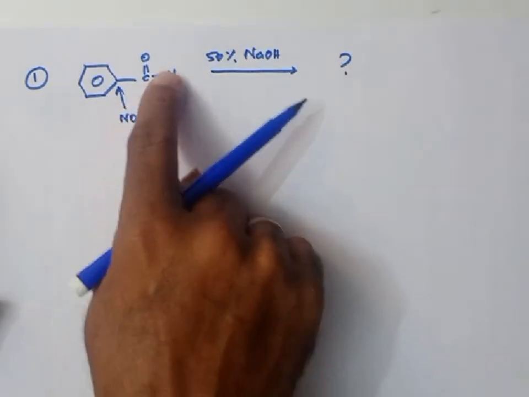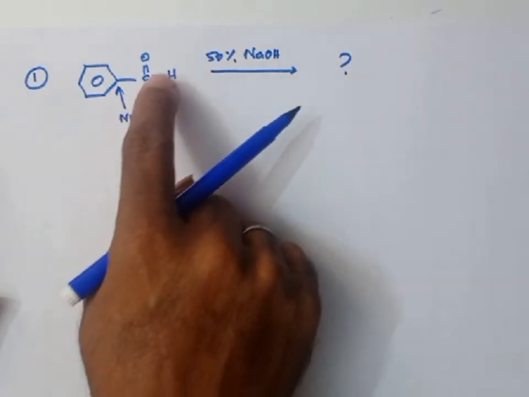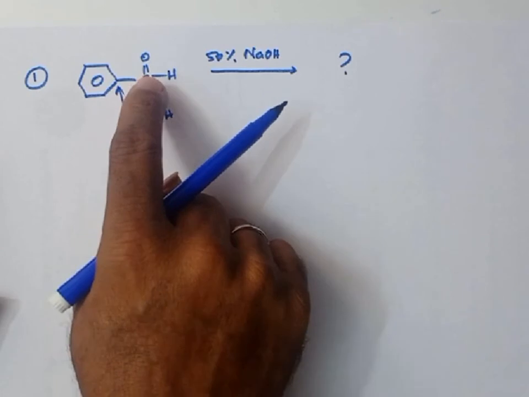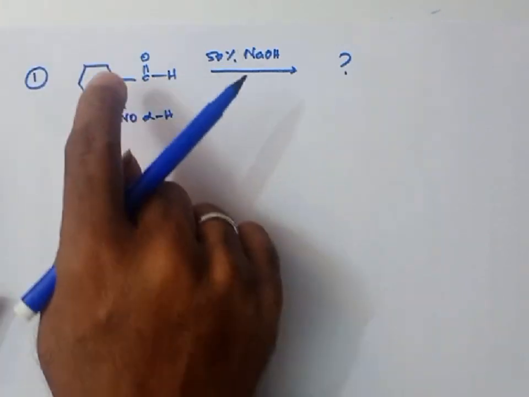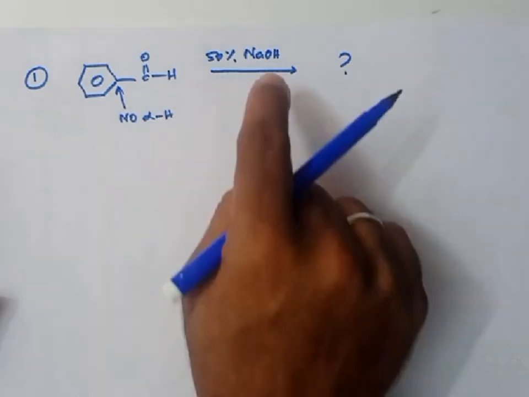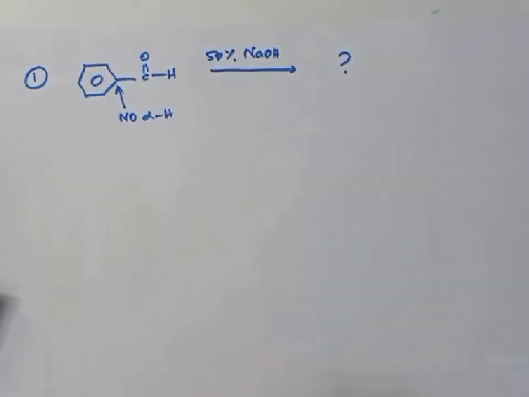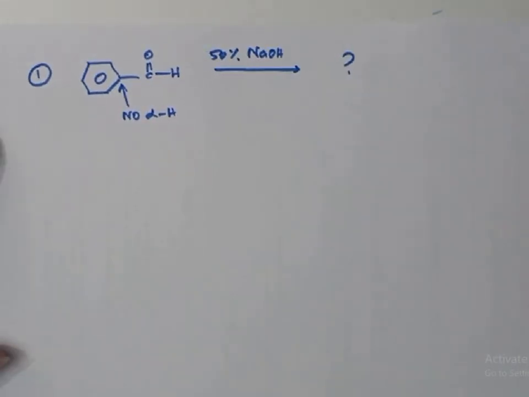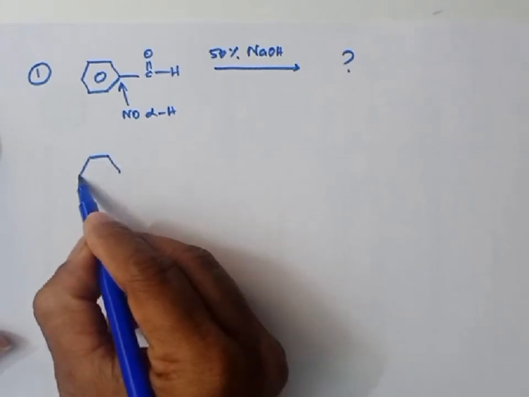Sometimes they'll give one molecule and they'll put 50% sodium hydroxide. See this molecule: first identify whether the aldehyde contains alpha hydrogen or not. There is no alpha hydrogen, that's the first point, and in the arrow mark it is given 50% concentrated sodium hydroxide. Yes, it is an example for the Cannizzaro reaction. Once you identify that, you should write the product.